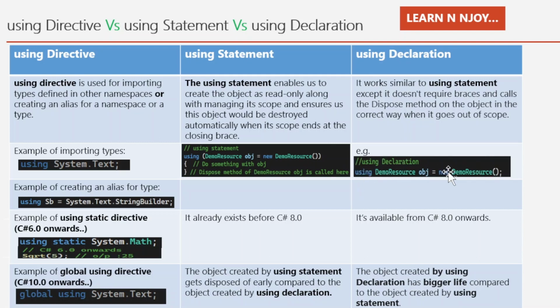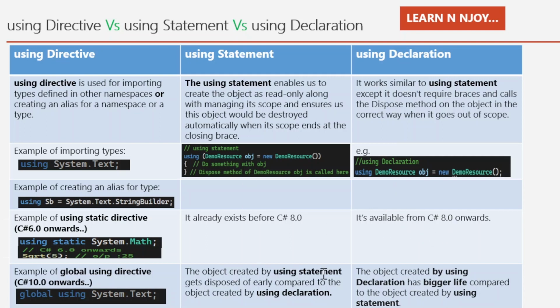There are no braces, right? If you see this using statement, it already exists before C# 8.0, whereas the using declaration is available from C# 8.0 onwards. So if you want to use a using declaration, we need to use C# 8.0 onwards. In previous versions we cannot write that, right? That's something we need to keep in mind.